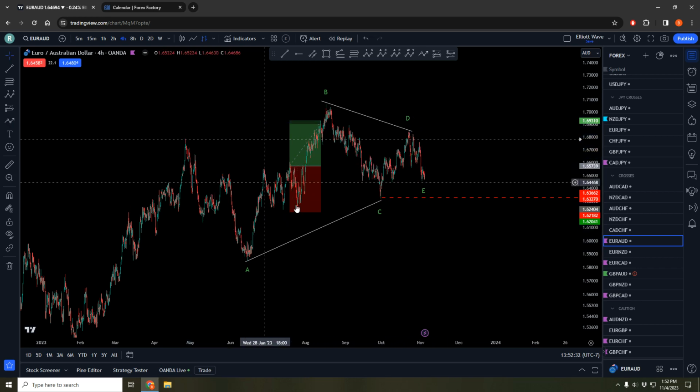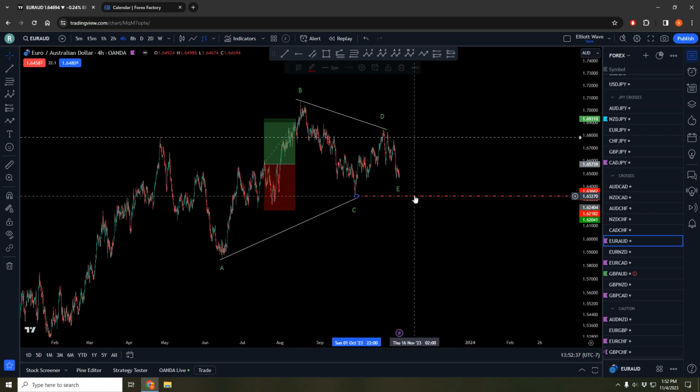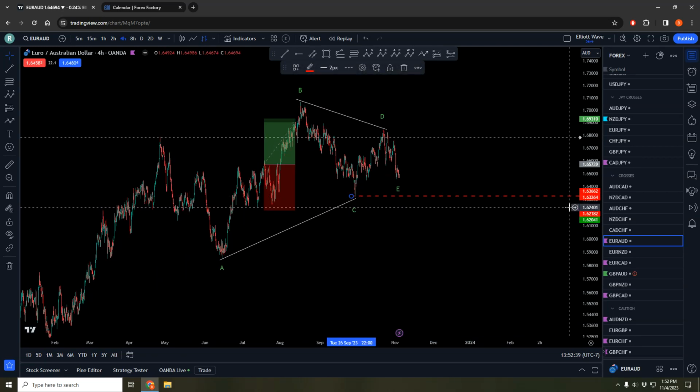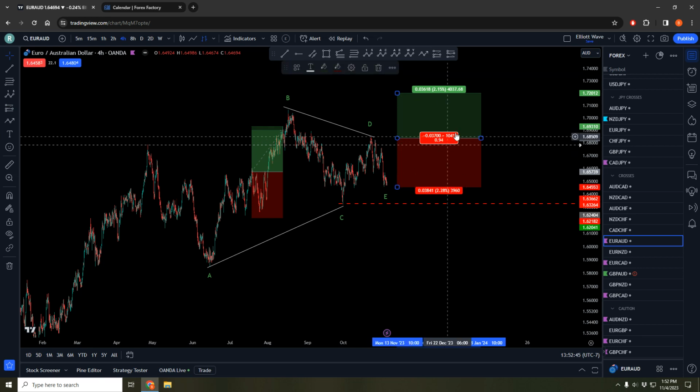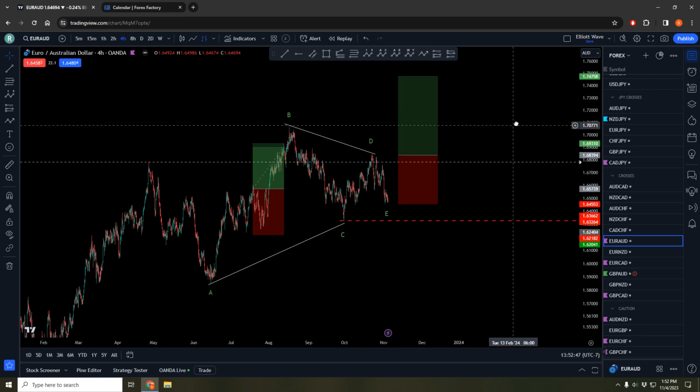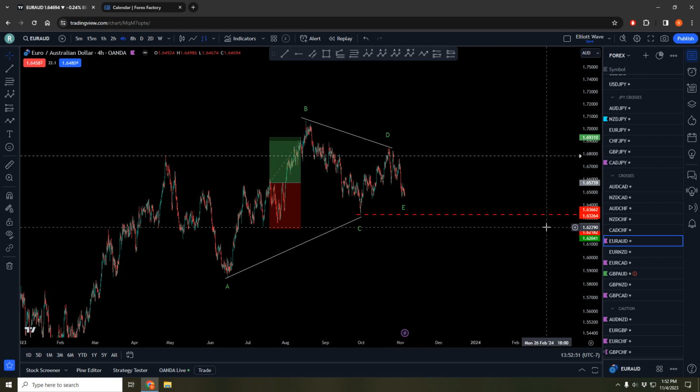So all in all, I think this counts very well, as long as price remains above our invalidation level of about 163.66 or so. Then I would be very interested in one more upside move here. So I'm keeping an eye on that.